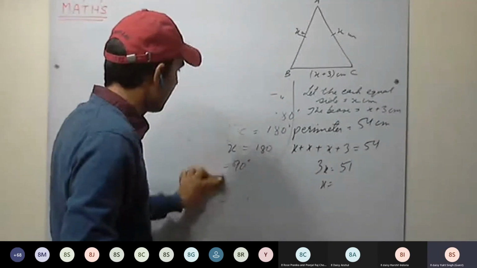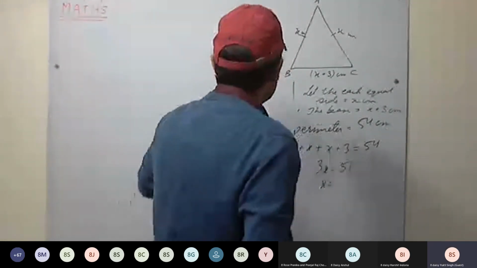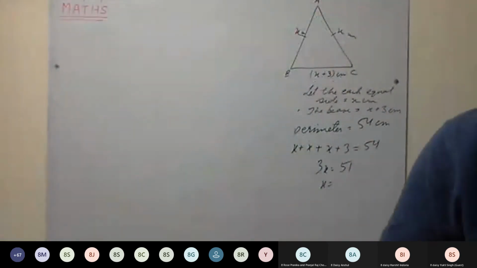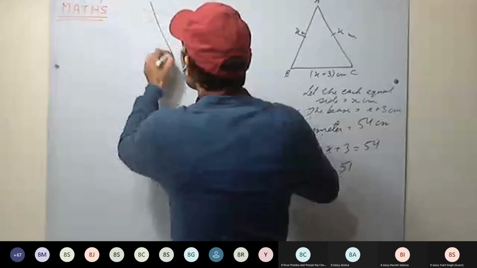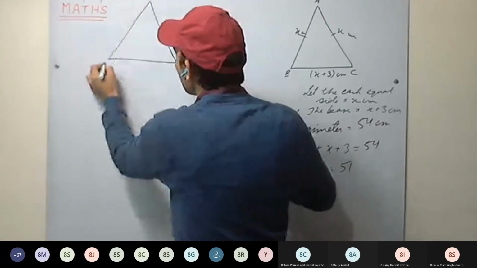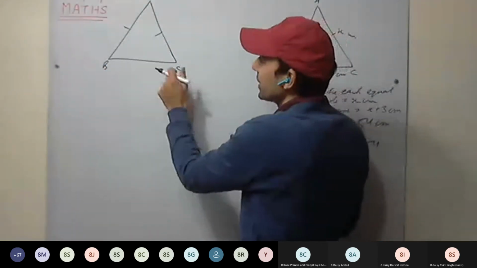Sir, explain 18th again. My network connection was lost. Okay. So 18th question, see here, what is there? Isosceles triangle. It means two sides are equal, A, B, C. These two sides we are considering as equal and BC as the base.